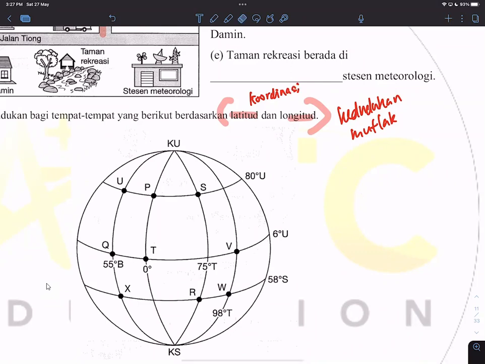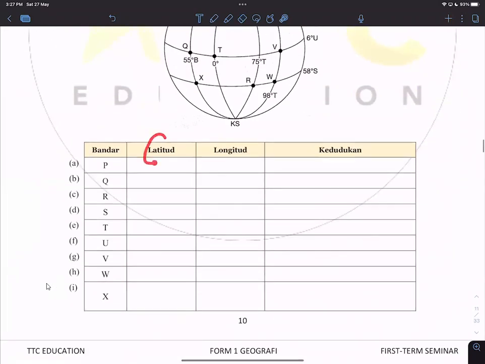Okay, same things. So do we learn latitude first or longitude first? We learn latitude, melintang, and then menegak, longitude, right? So this is how you try to write it. Use your highlighter and read this one last time: latitude, melintang, mendatar; longitude, menegak. So this is the kedudukan.